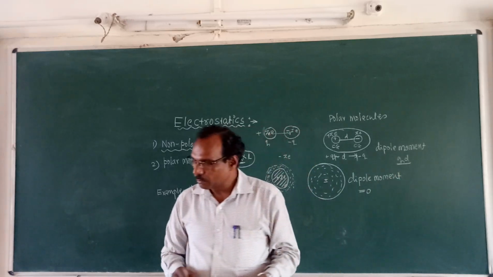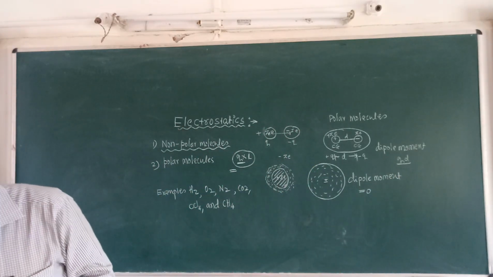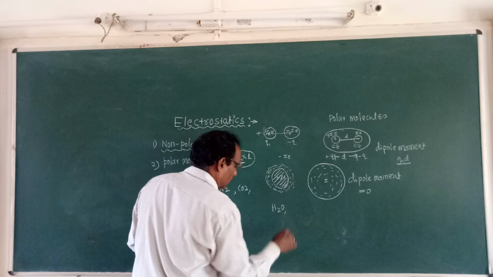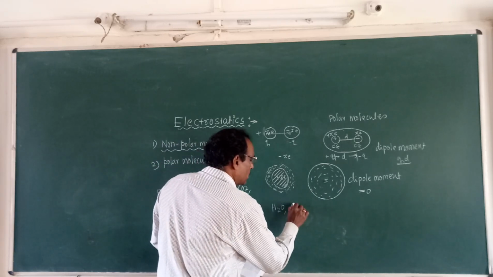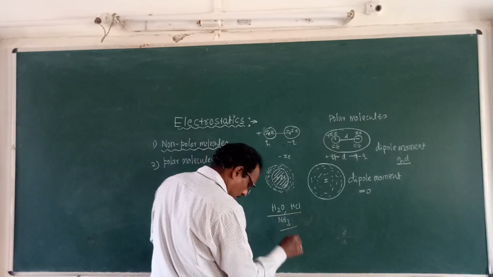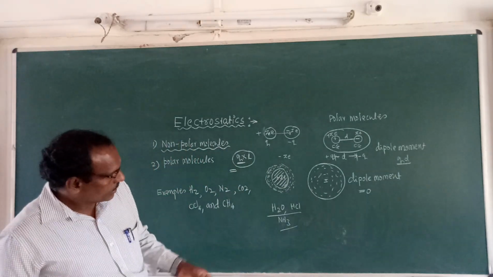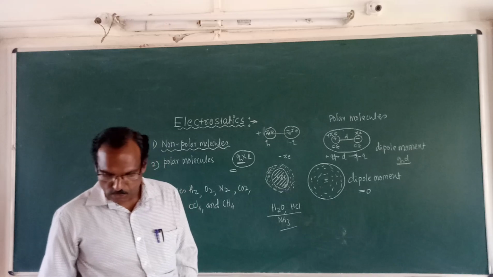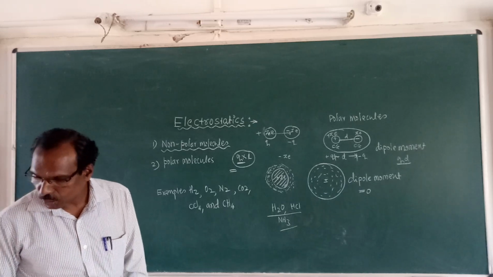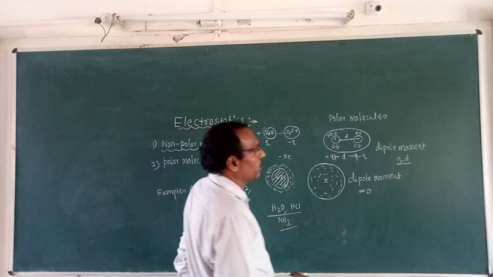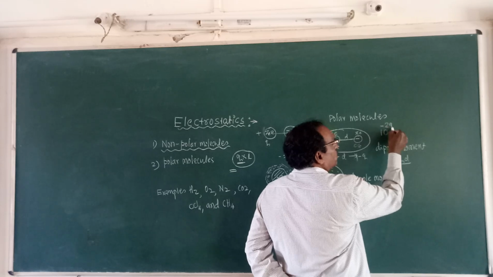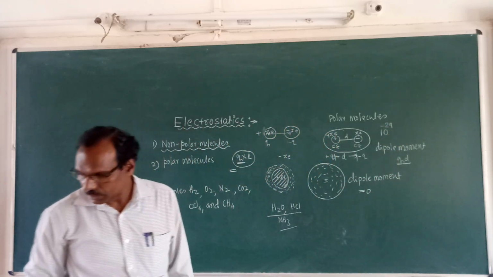The common examples of polar molecules are water, H2O, HCl, and NH3. The magnitude of the dipole moment in polar molecules, called the permanent dipole moment, is of the order of 10 raised to minus 29 coulomb meter.